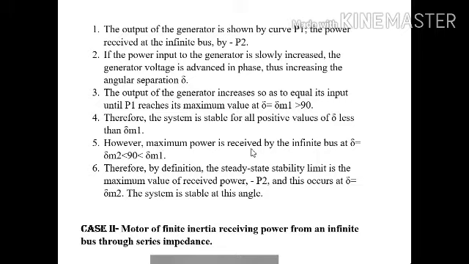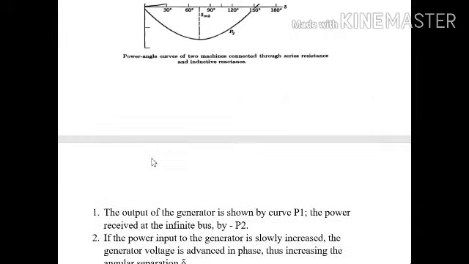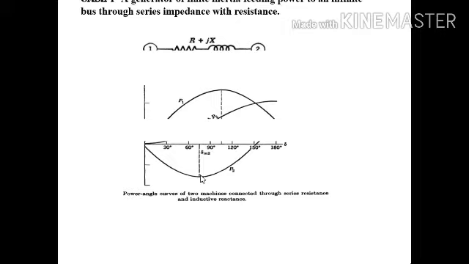However, maximum power is received by the infinite bus at delta equal to delta M2, which is less than 90 degrees and less than delta M1. It is clear from these power angle curves that the maximum power received at the infinite bus occurs at delta M2, which is less than 90 degrees and less than this delta M1, right?